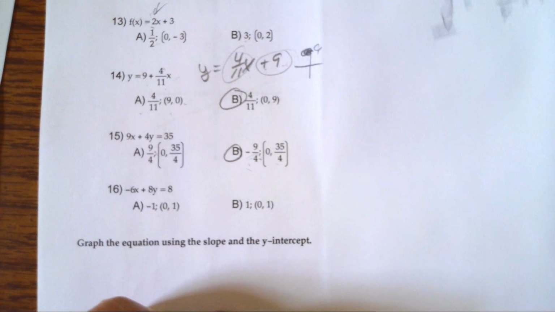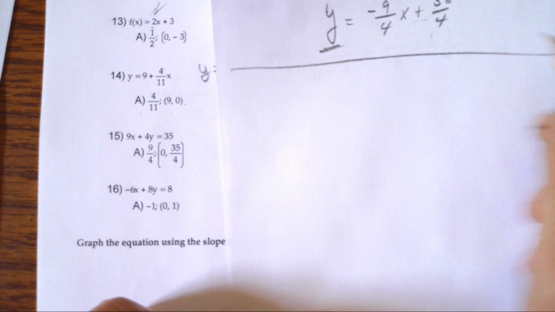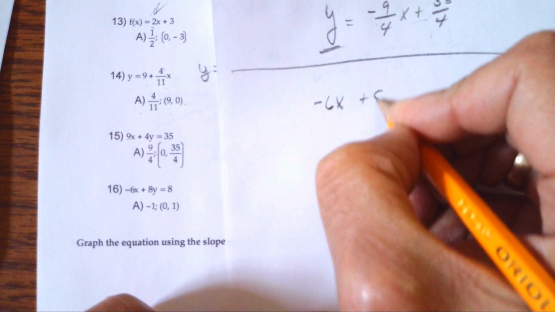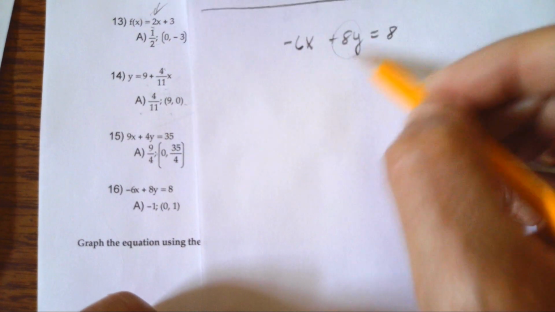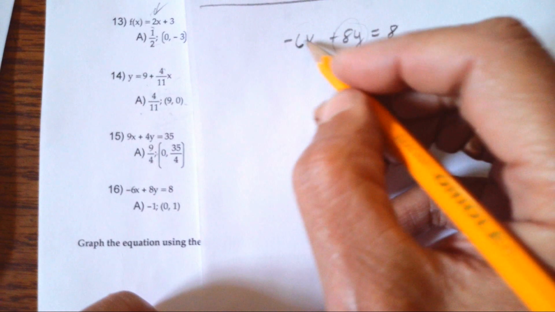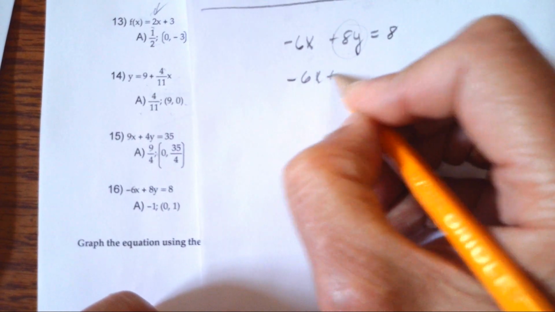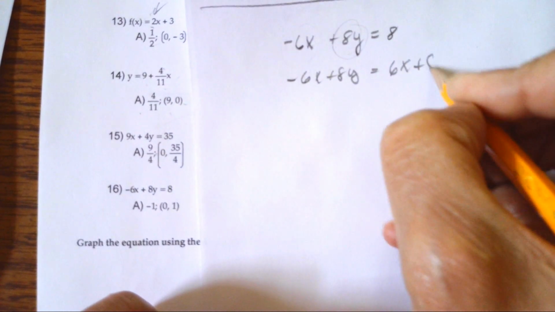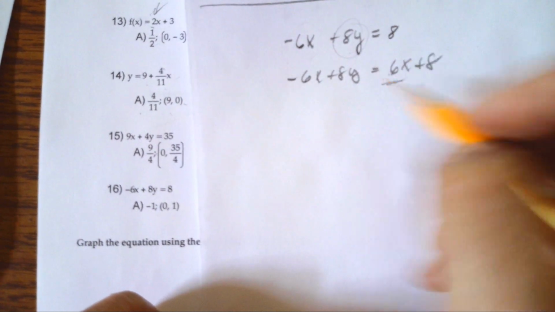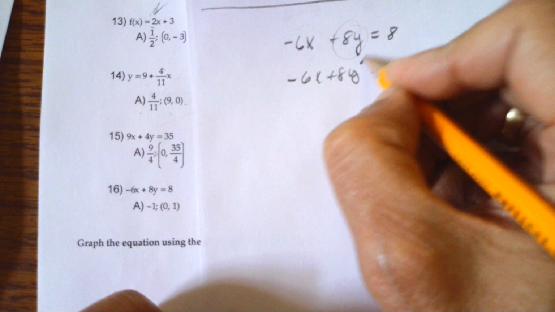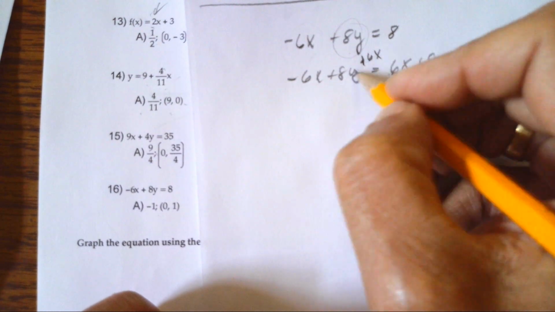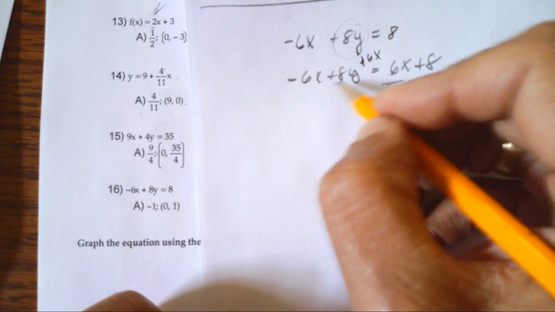All right, number 16, the same idea. They give me the equation, but it's not in slope-intercept form. It's not solved for y, so I got to take this and manipulate it. To solve for y, before I can get y by itself, I need to get 8y by itself. So I'm going to negate this negative 6x on both sides by adding 6x. Just put the 6x in front of the 8, that's all. So, here again, I should have subtracted 6x here. Whoops, what am I doing? I'm adding 6x. Thank you, Mr. Gomes. Adding 6x on the left side and adding 6x on the right side.